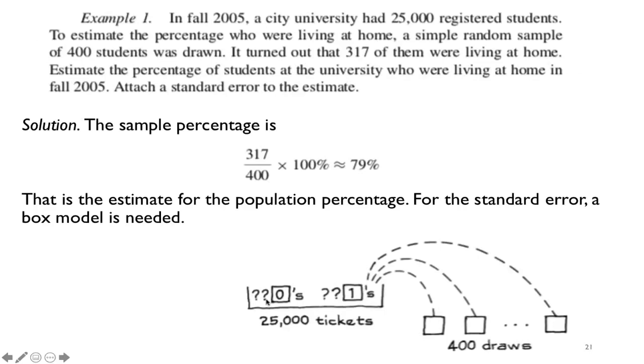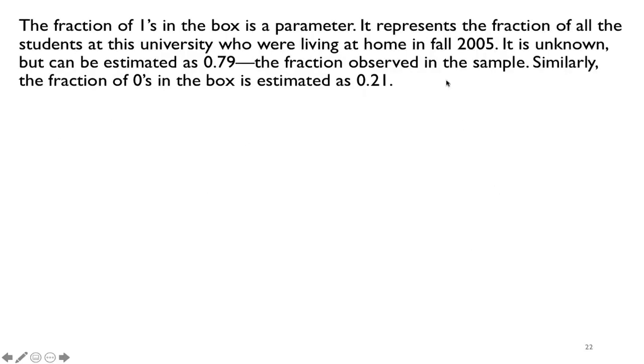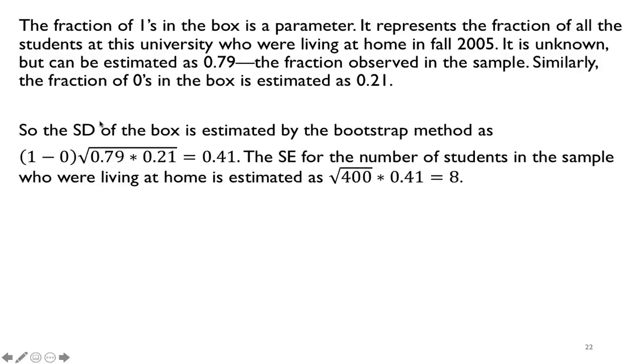Again, because we need the SD of the box of the population, we couldn't do this before, so the Bootstrap method said that we're going to use the SD of the box. So based on the box, we know that 0.79 of them are at home, 0.21 don't live at home. We're going to estimate the SD of the box by the Bootstrap method by computing this SD using the sample information of 79% at home, and we get that the SD of the box is 0.41, and then based on that, the SE for the number is root of 400 times 0.41, which is about 8.